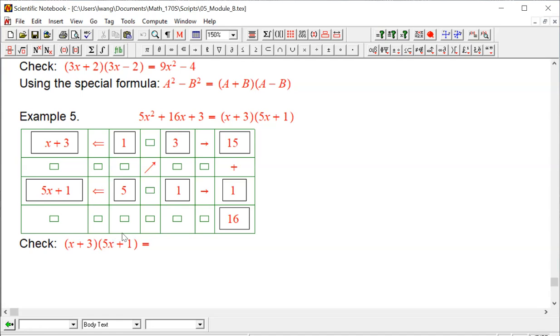And we're getting 5x squared plus x plus 15x plus 3. So in the end, we get 5x squared plus 16x plus 3, perfectly factored. Okay, so that's all about factoring ax squared plus bx plus c form trinomials.